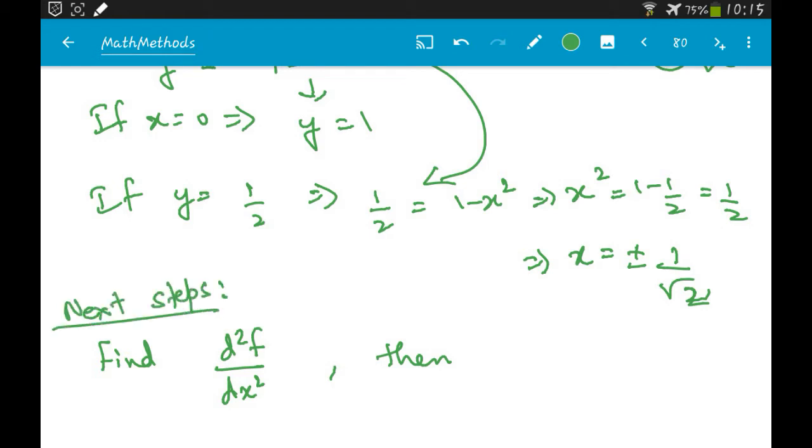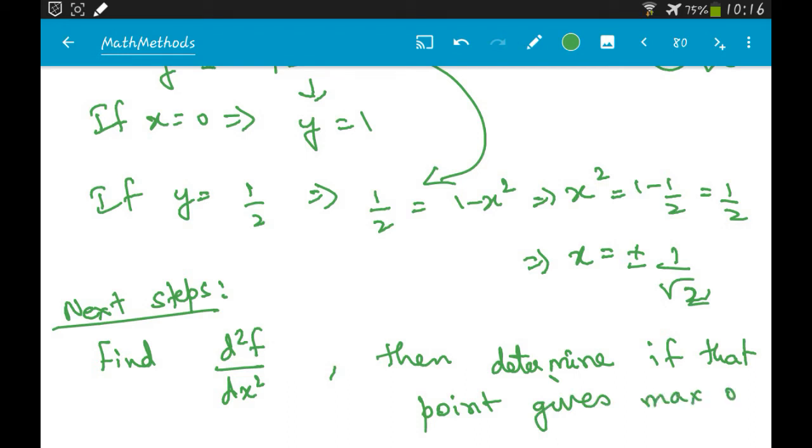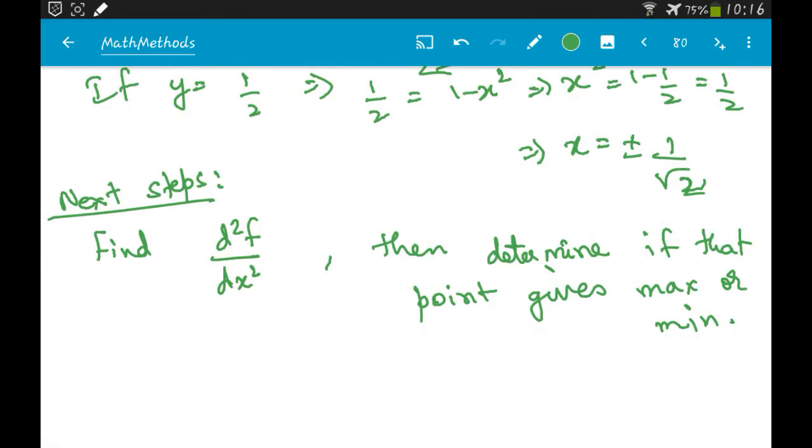This we already know. So what we have to do is find d square f by dx square and then determine if that point gives maxima or minima. Right? That is what we have to do. Alright, so this is our second method, which is the method of implicit differentiation. So let's do it.